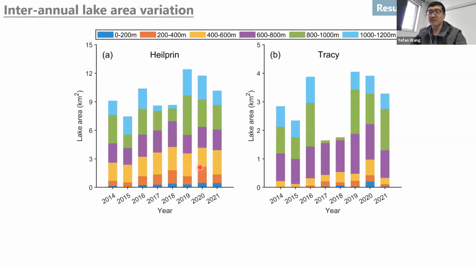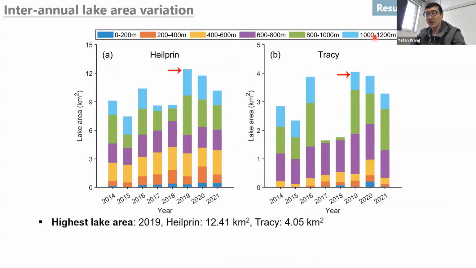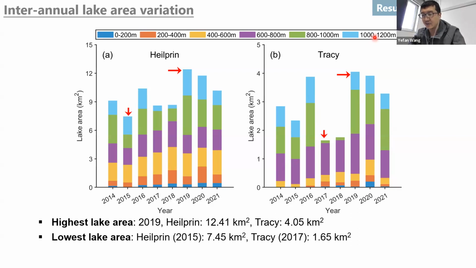And from here, I will turn to the interannual lake area variations. This is the annual lake areas for these two glaciers in these 8 melt seasons at different elevation bands. The highest lake areas for Heilprin Glacier and Tracy Glacier were in 2019, which was a very warm year. And for the lowest lake areas, Heilprin is 2015, but for Tracy it is 2017.